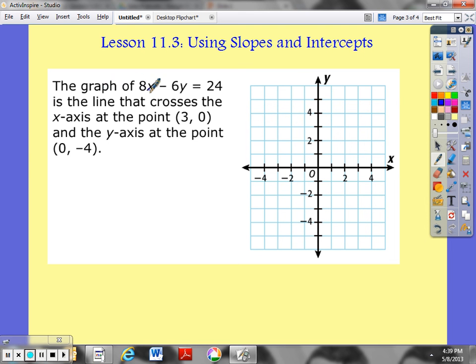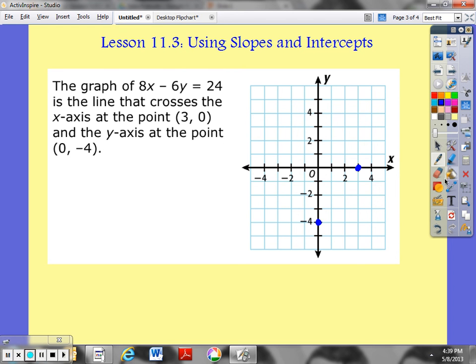So the graph of 8x minus 6y equals 24 is a line that crosses the x-axis at 3, 0. So I'm going to the x-axis, going over 3. This is going by ones, 1, 2, 3, and it's 0, so it doesn't move. It just stays on the x-axis. So I just plotted that point. And then we have the y-axis at the point 0, negative 4. So 0, negative 4. 1, 2, 3, 4.